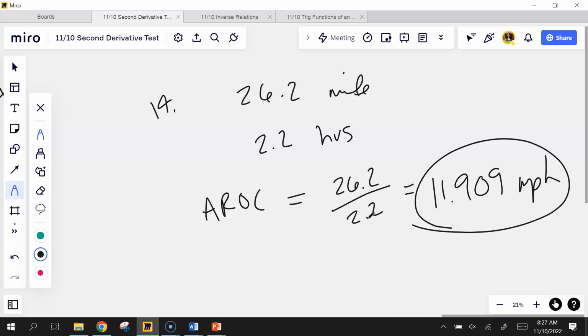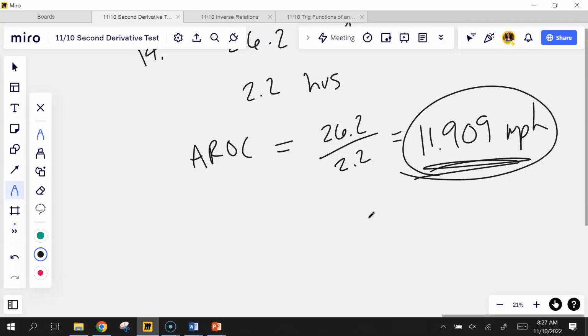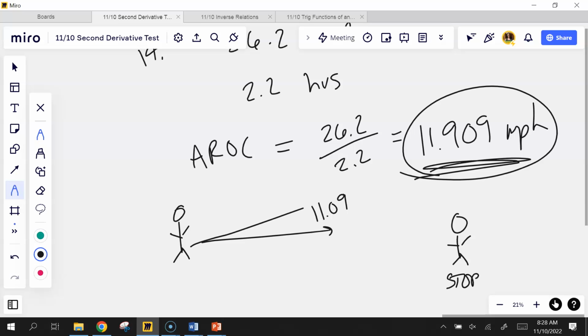At least one time. So if she had to hit this at least one time, then think about as she's running, here she finally hits 11.09 or whatever it is, right? But then at some point she stops. So now I've stopped and I'm resting, right? She had to get up to 11.09 and she's got to come back down to resting over the course.